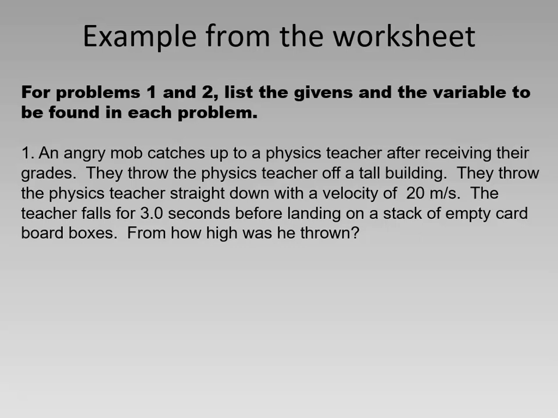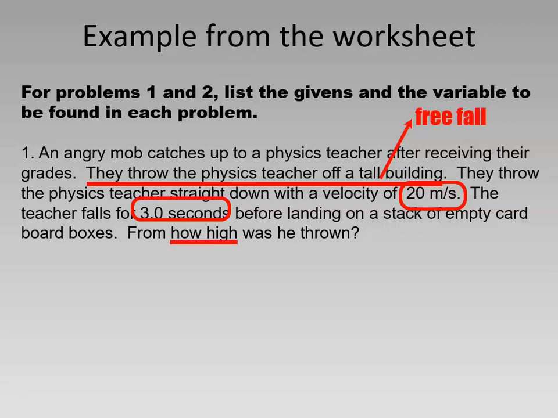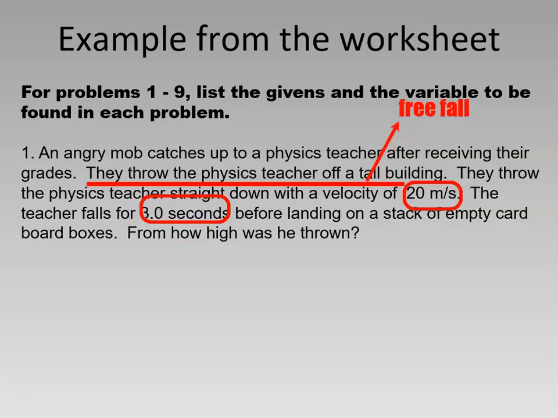Let's say we have an angry mob catching up to a physics teacher after receiving their grades. How ironic. They throw the physics teacher off a tall building, and the physics teacher is thrown straight down with a velocity of 20 meters per second, and the teacher falls for 3 seconds before landing on a stack of empty cardboard boxes. If you're asked from how high was he thrown, well, what are the givens? Well, there's one. There's another one. There's another one. Ooh, throwing the physics teacher off a tall building. That means it's in free fall. And from how high? That means we're interested in either x or x naught, depending how we're thinking about the problem.